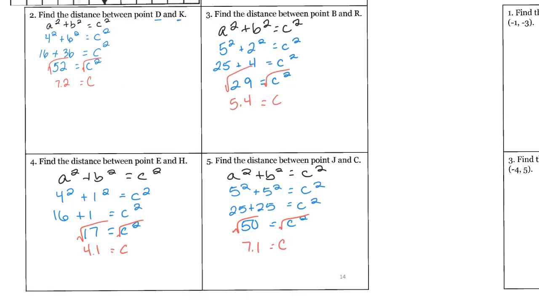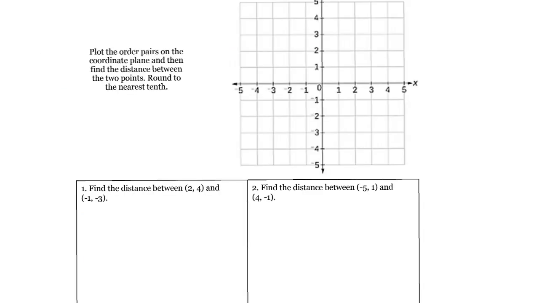All right, so hopefully for 3, you got C equals 5.4. For 4, C equals 4.1. And 5, C equals 7.1. If you didn't, double check that you counted the spaces correctly and that you did all the math right. If you didn't get them right, pause, check my work. If you did, we're going to keep on going to the next page. On this page now, instead of giving us letters and finding the difference, we're plotting ordered pairs and finding the distance between them.